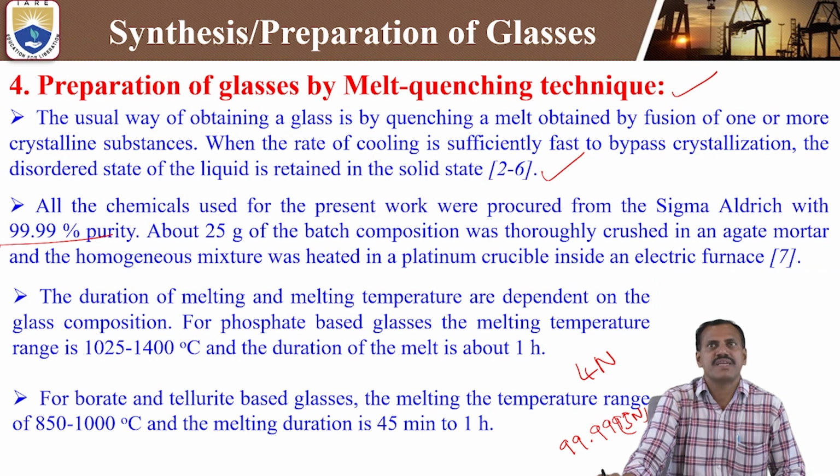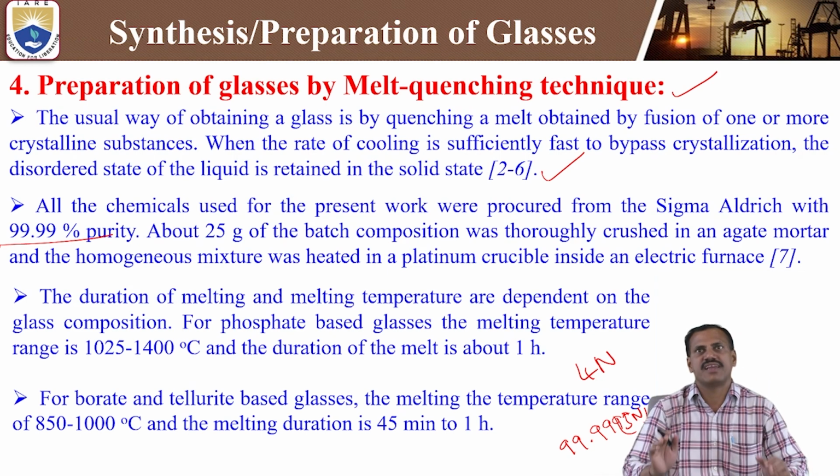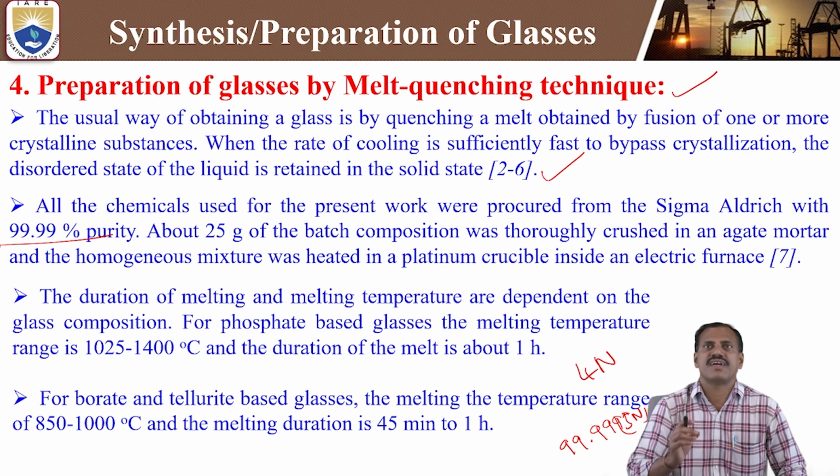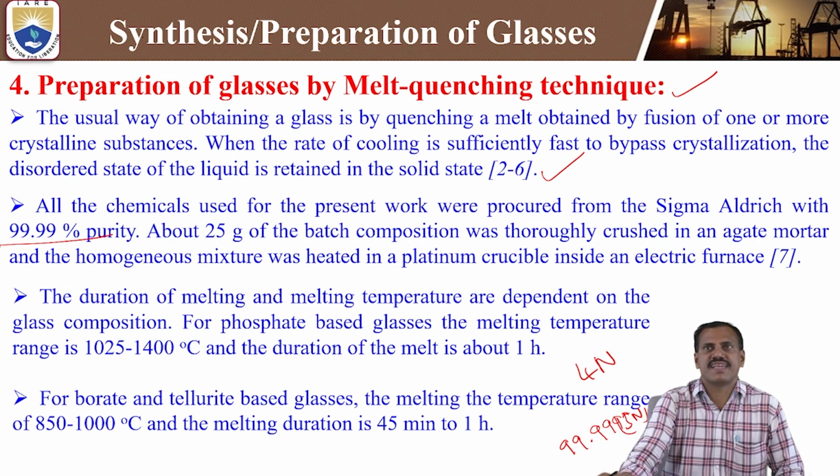was heated in a platinum crucible inside an electrical furnace. So we are using the melt quenching technique. We need an electrical furnace. At the same time, you need a platinum crucible and different kinds of chemical composition. That means if you are preparing borate glasses, we need borate and the remaining modifiers, and a dopant should be there. So we require an electrical furnace and a platinum crucible.